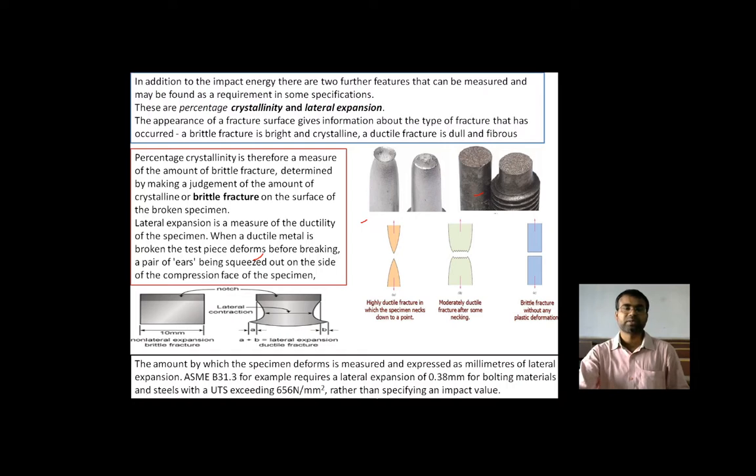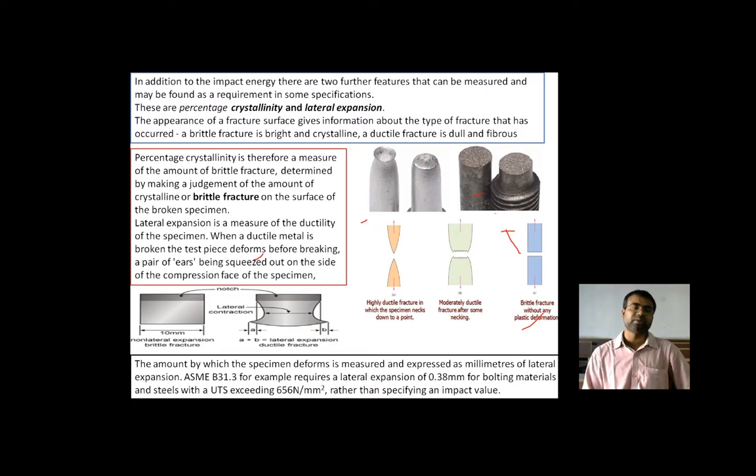that is also showing here that in the highly ductile fracture the specimen necks down to a point like this, and that is the moderate ductile, and that is the brittle fracture without any plastic deformation, as it is showing here. So this is how the ductile fracture also takes place in the cup and cone shape, which is identifying. So percentage crystallinity is therefore a measure of the amount of brittle fracture, determined by making a judgment of the amount of the crystalline or brittle fracture on the surface of the broken specimen.